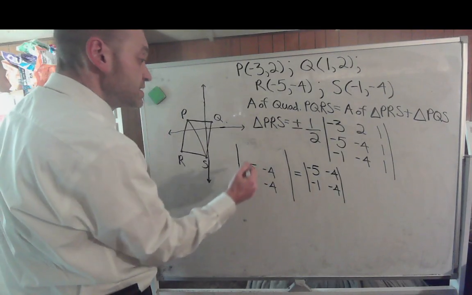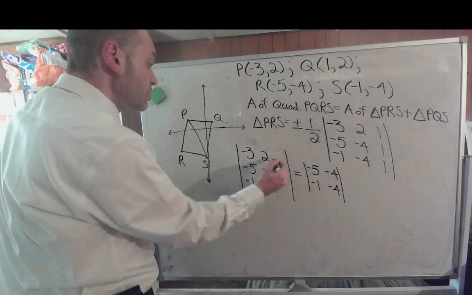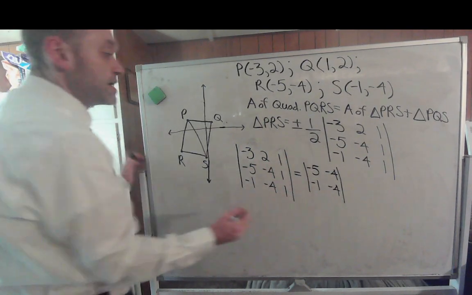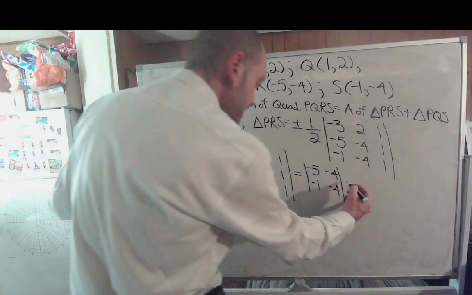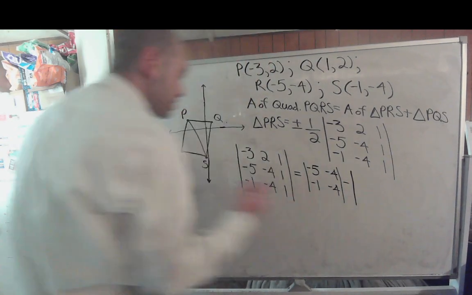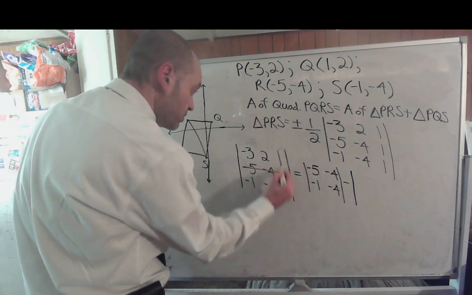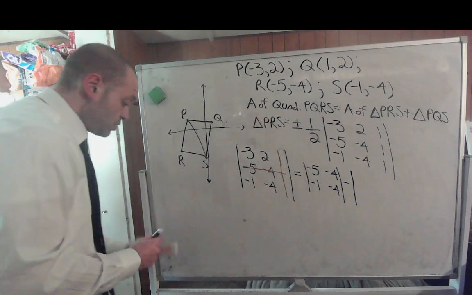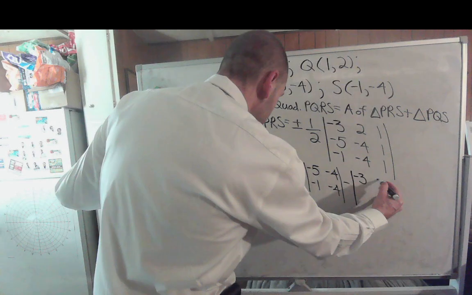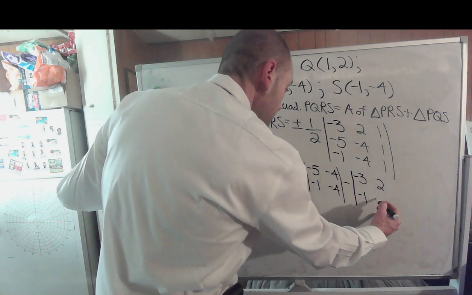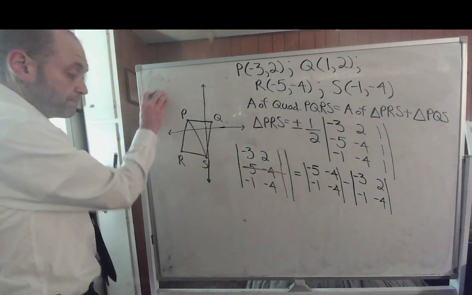All right, let's see. We had P, which was -3, 2, 1. The next entry in the third column is that one. We need to take minus that 1 times the resulting determinant of what's left when we strike out the row and column in which that one occurs. We end up with a determinant of -3, 2, -1, -4. Then we should have one more determinant.